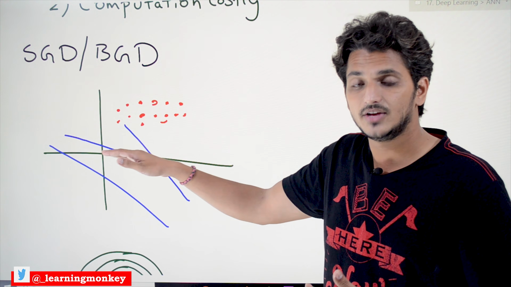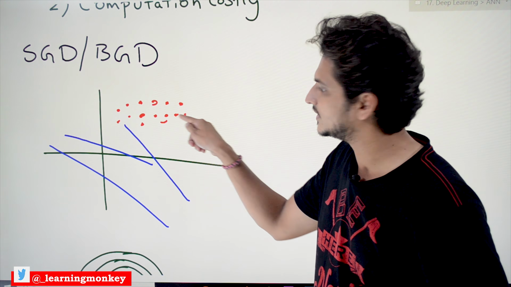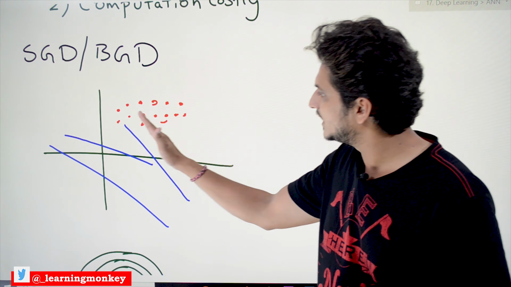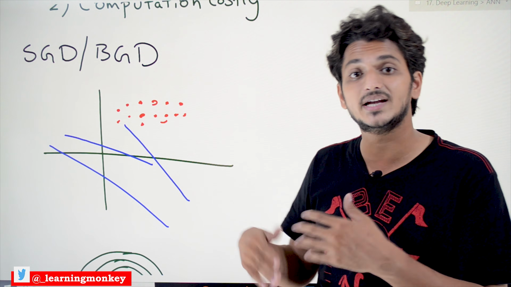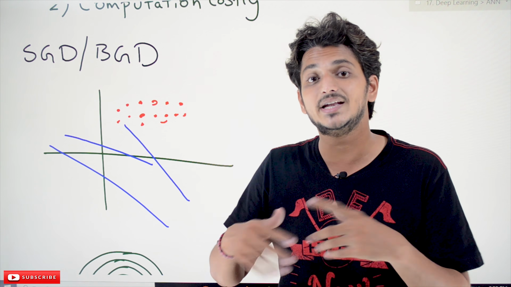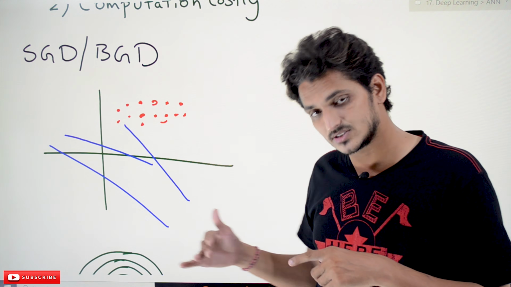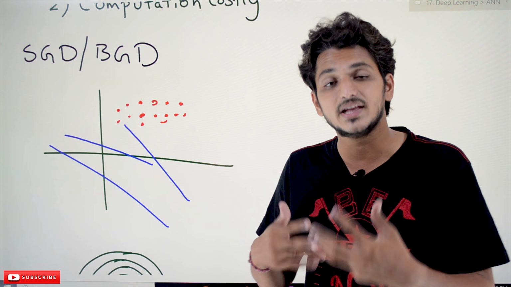In our next iteration, if we update our W values based on these 4 data points, what happens? Our line moves in this direction. Again, based on the values here, it will take a different direction, but finally it will come to convergence. But it will take different directions, this side, this side, this side. This point you have to understand. It is taking different directions.